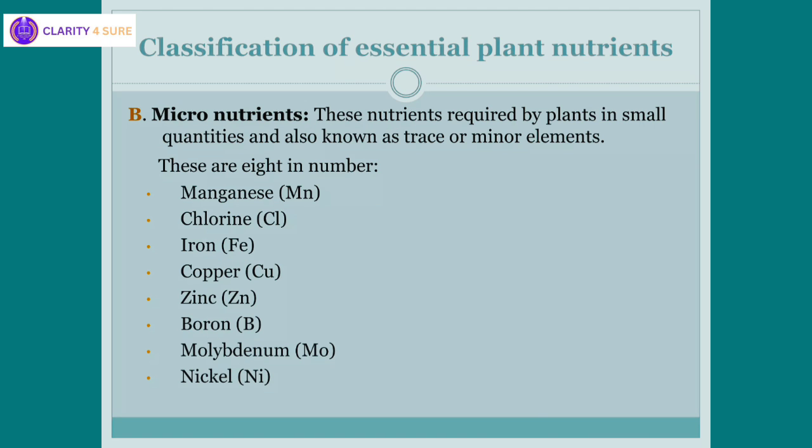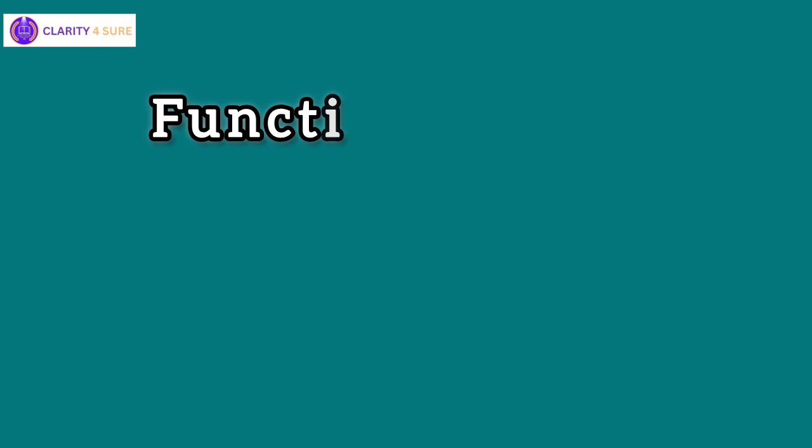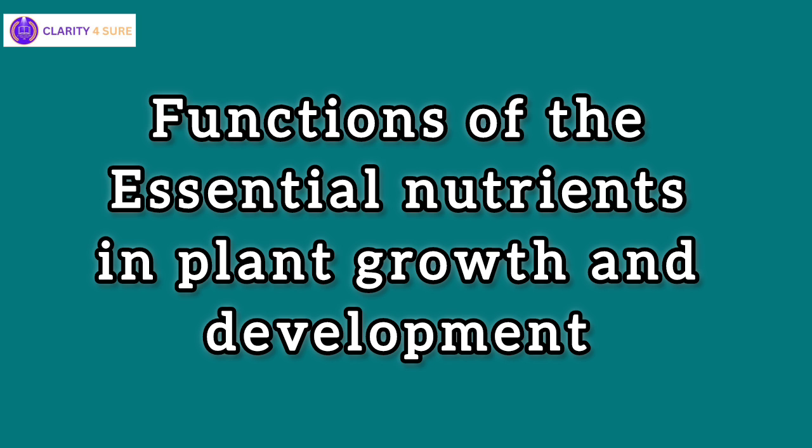Micronutrients are often referred to as minor elements, but this does not mean that they are less important than macronutrients. Micronutrient deficiency or toxicity can reduce plant yield similar to macronutrient deficiency or toxicity. The 8 micronutrients are manganese, chlorine, iron, copper, zinc, boron, molybdenum, and nickel. Let's discuss the functions of the essential nutrients in plant growth and development.